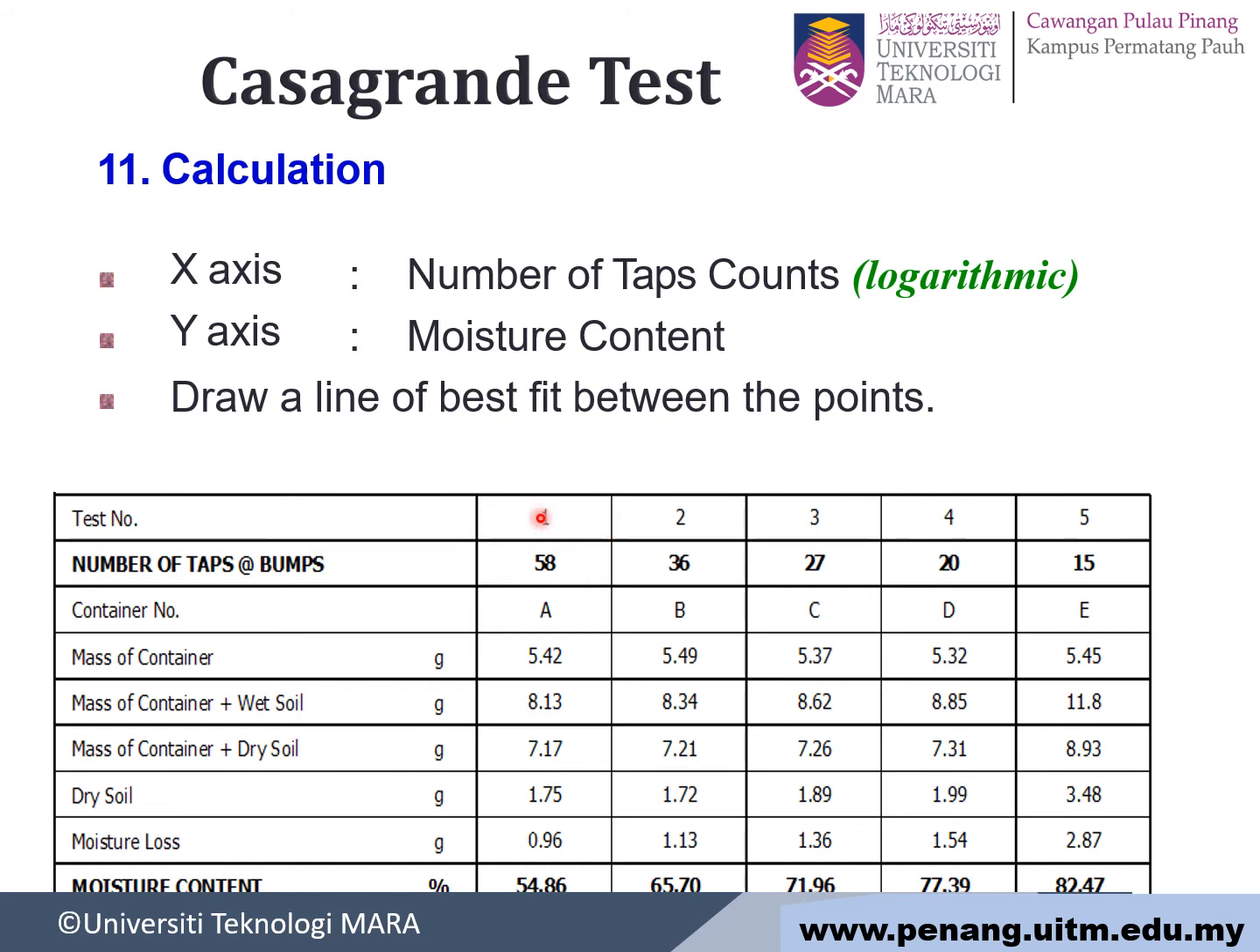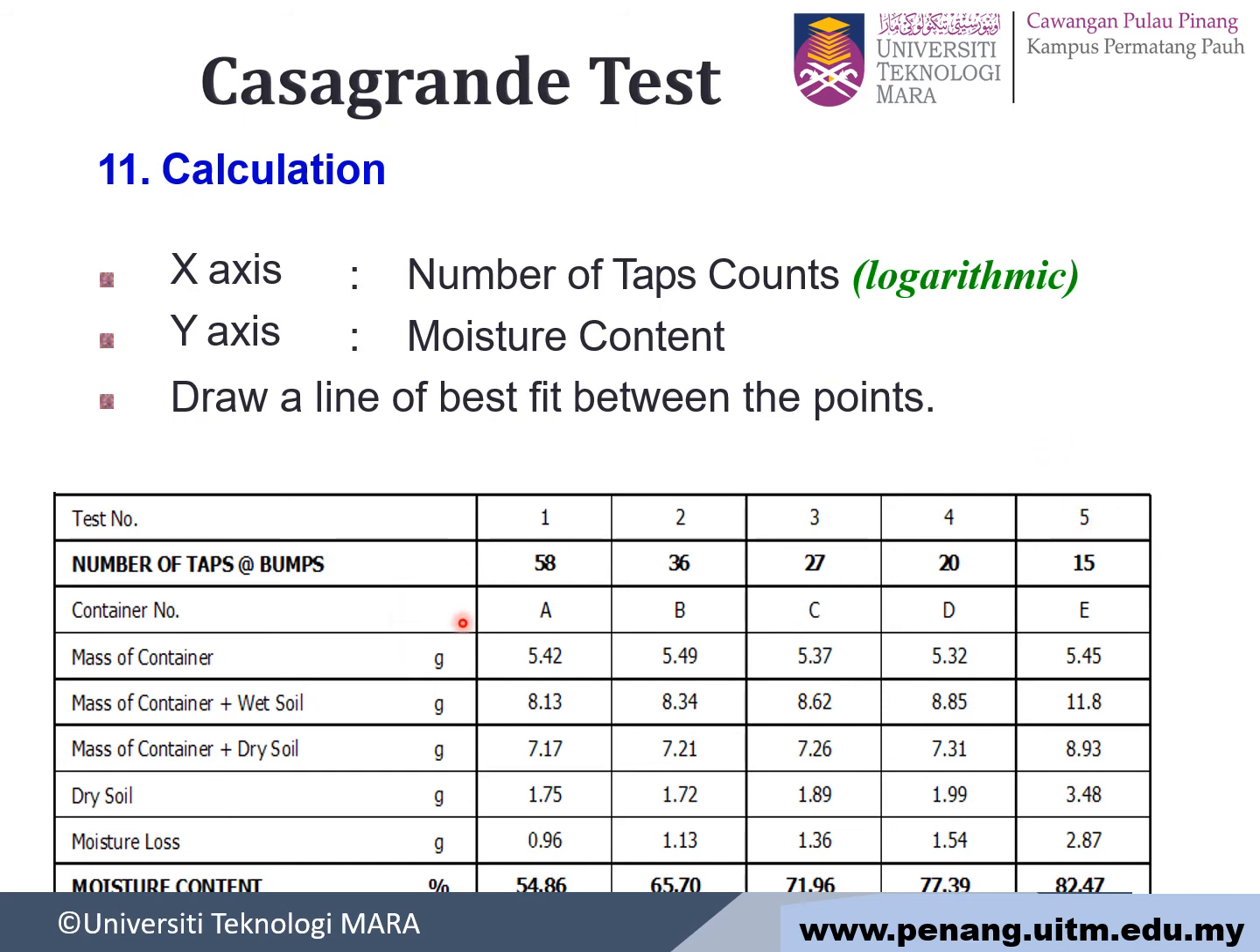This is an example of the test. We have 5 tests here. Number of taps or bumps or number of blows here. If you see here, first is 58 and this one is 15. Why? Because this one is drier and this one is wetter.